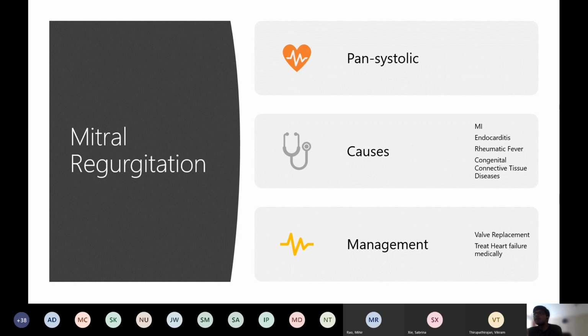So what part of the heart is likely to suffer due to mitral regurgitation? Which of the quadrants of the heart is likely to suffer? Yeah, it's the left atrium, because as the valve doesn't close, you might have the high pressure in the ventricle pushing against the left atrium.